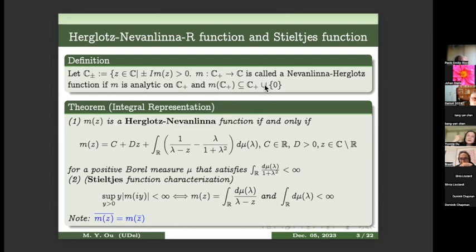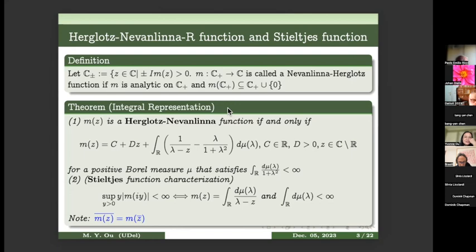So a Herglotz-Nevanlinna function, by definition, cannot map points on the upper half plane to the lower half plane. It can have singularities, but all singularities of a Herglotz-Nevanlinna function have to be on the real line because it has to be analytic on the upper half plane. From the definition, it's very simple, right? Upper half to upper half, analytic in the upper half plane. This is what a Herglotz-Nevanlinna function is.